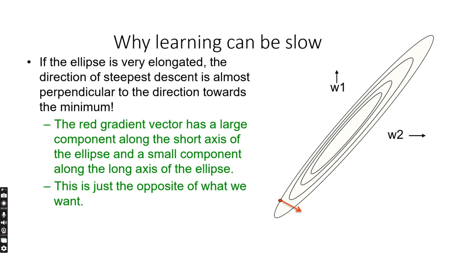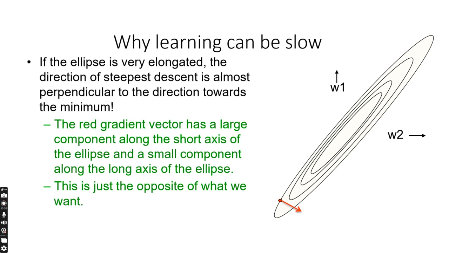While plotting, if the ellipse is very elongated, the direction of steepest descent is almost perpendicular to the direction of the minimum point. The red gradient vector has a large component along the short axis of the ellipse, and a small component along the long axis of the ellipse. This is just the opposite of what we want. That is why the learning is very, very slow.